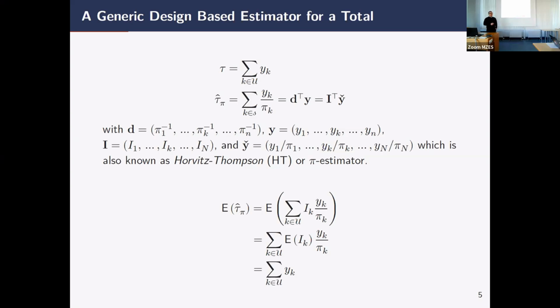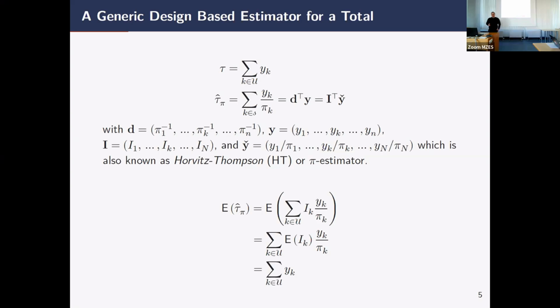Or I have here the vector of the elements that are included into the sample, and then I have this vector which is the observations divided by the inclusion probabilities. The difference is that this vector here is on the length of the population, and that one is not, but both have the same value. Okay.